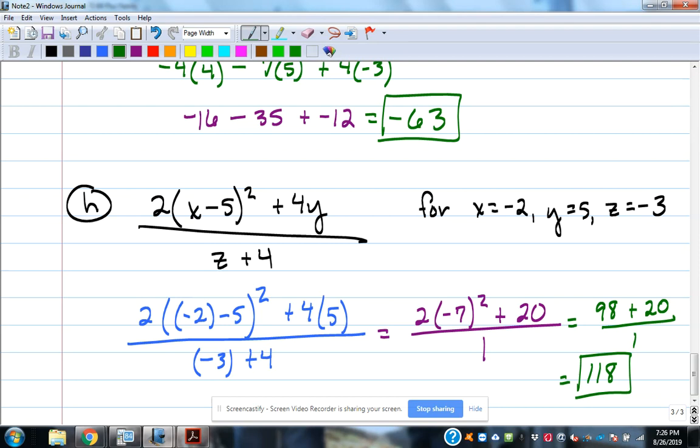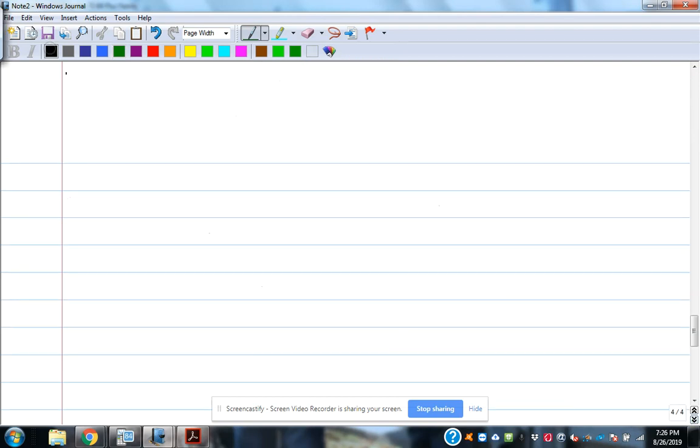All right. Let's look at simplifying an expression. It's kind of in the same area. It's in the same section. Simplify. When you hear the word simplify, what does that tell you?